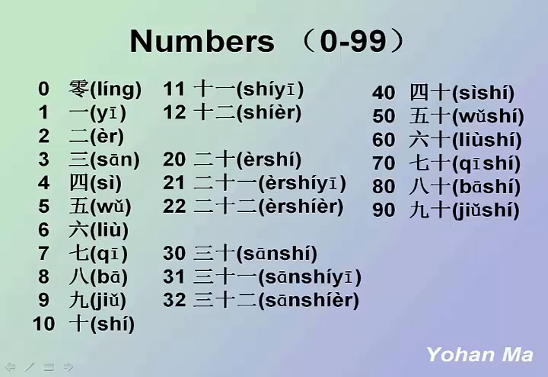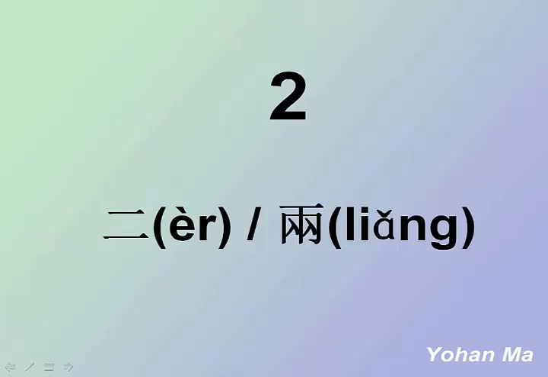There's a question about the number 2. Okay, let's explain the differences between 二 and 两. Both of them mean 2. Let's try to tell the difference between those two numbers.